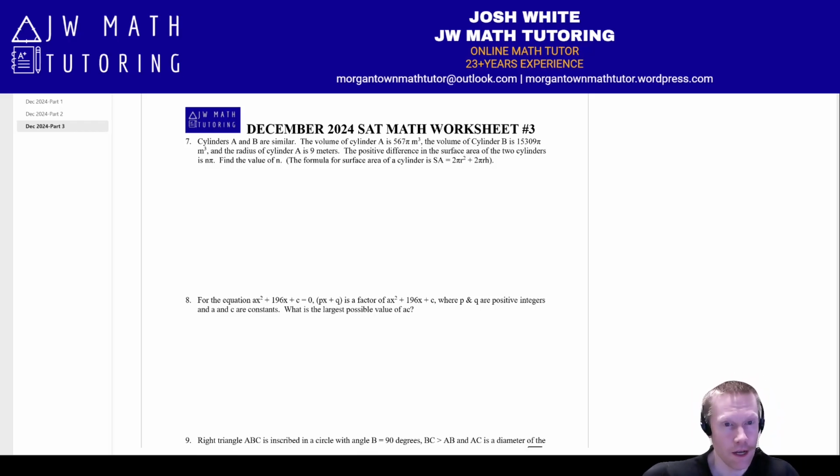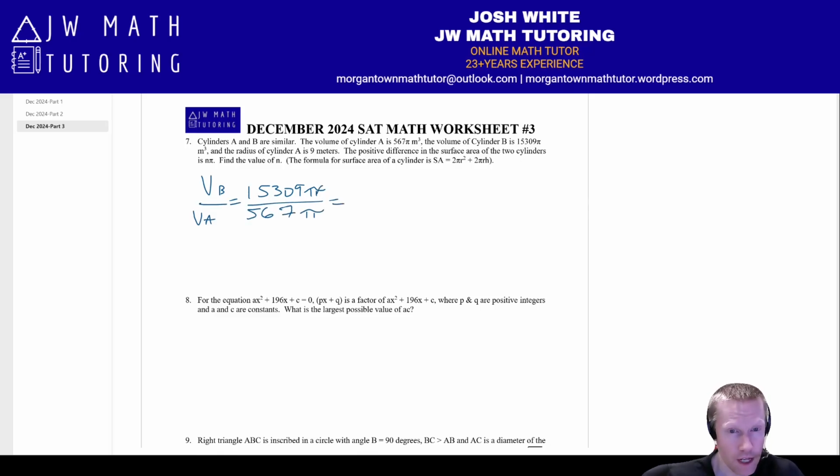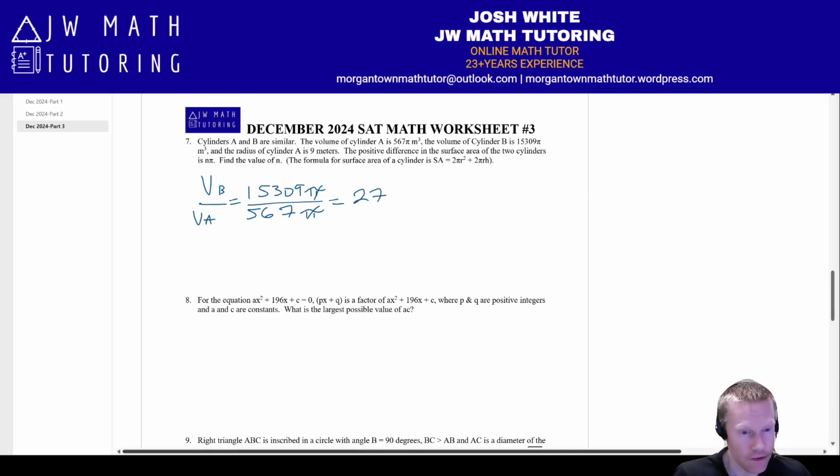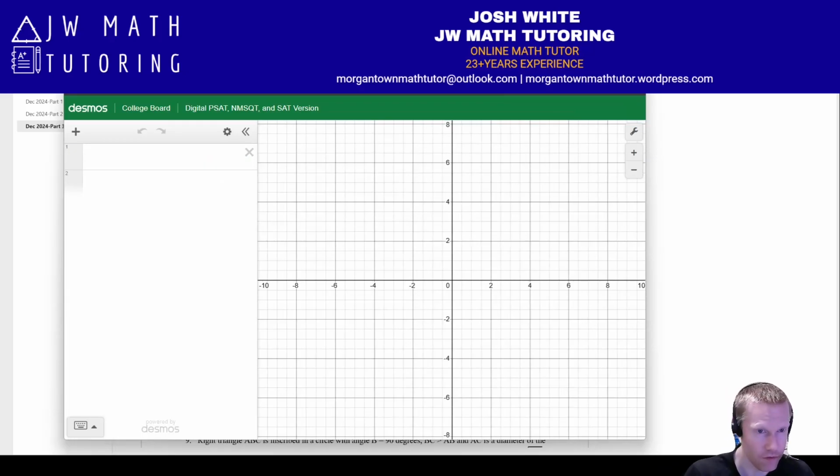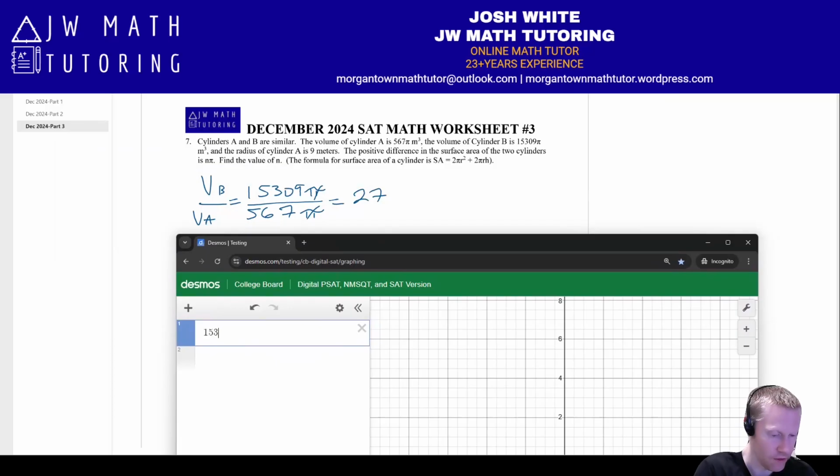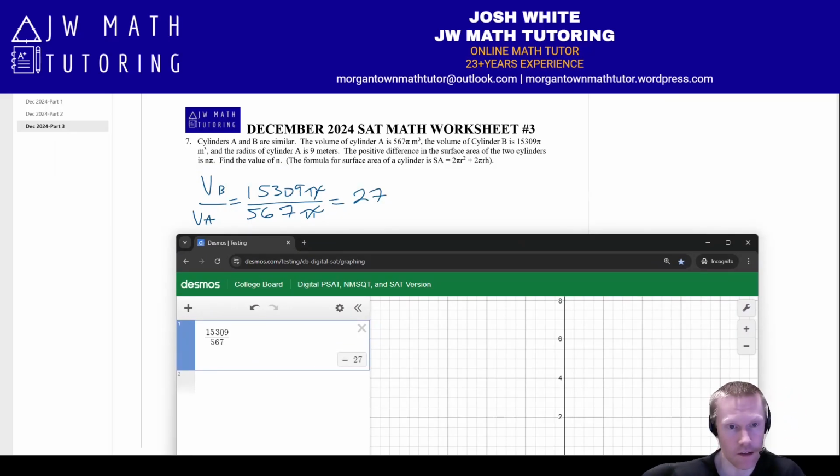Okay, so first thing I would do is I would take the volume of B and divide it by the volume of A. That will give us what I call the volume factor. If we do that, obviously the pi's cancel out, and you should get 27. Let me just confirm here in Desmos. Yes, okay, so we get 27. So that's the volume factor.